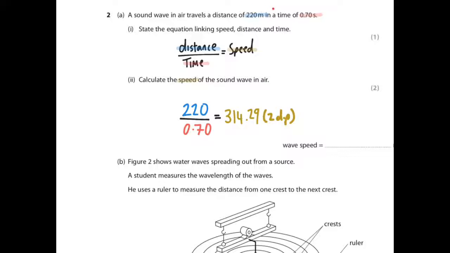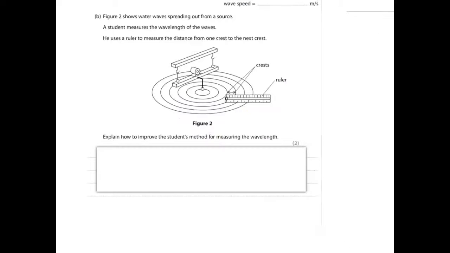Make sure you highlight them. Make sure you know what they belong to by looking at the units. So we have distance here in meters, time here in seconds, and make sure you plug them in the right way. So distance on top, then time underneath, and then work it out. Always double check or triple check on your calculator to make sure you have the right answer. That would get you 2 marks.